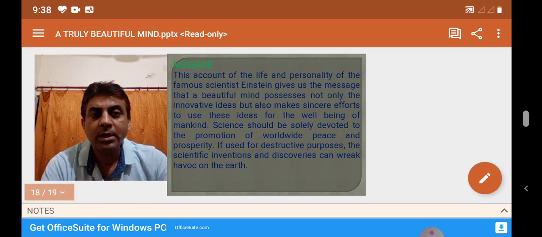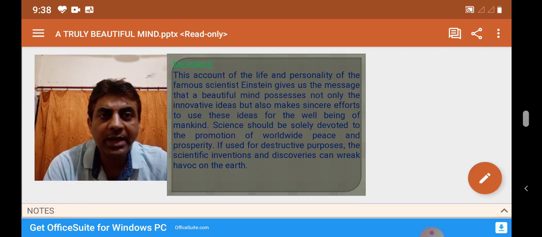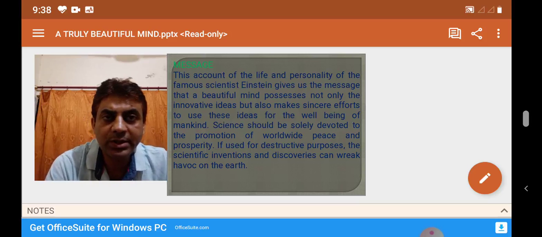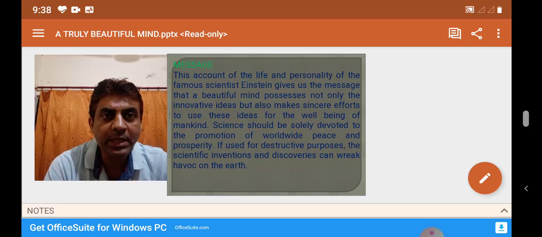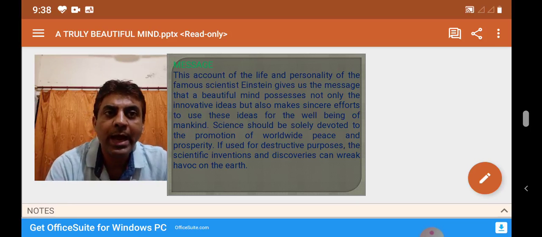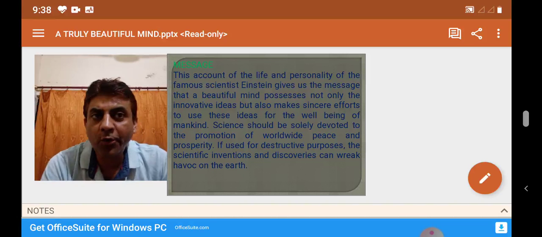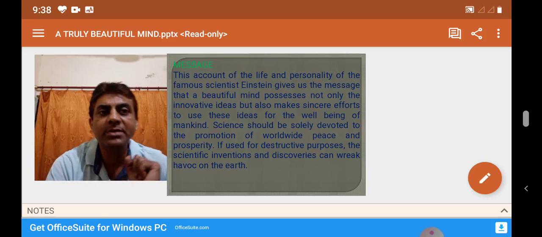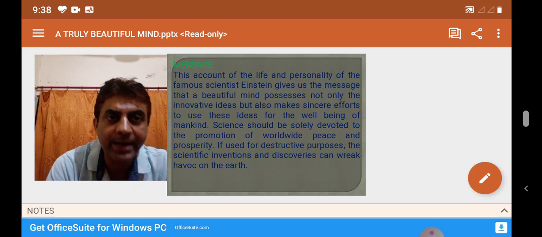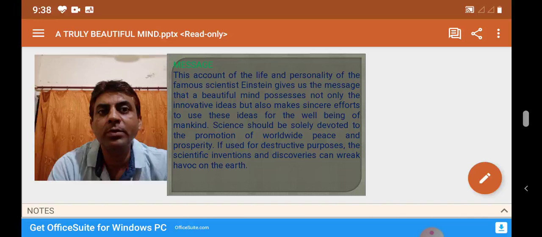Dear students, the message we get from this chapter is this: the account of the life and personality of the famous scientist Einstein gives us the message that a beautiful mind possesses not only innovative ideas but also makes sincere efforts to use these ideas for the well-being of mankind.